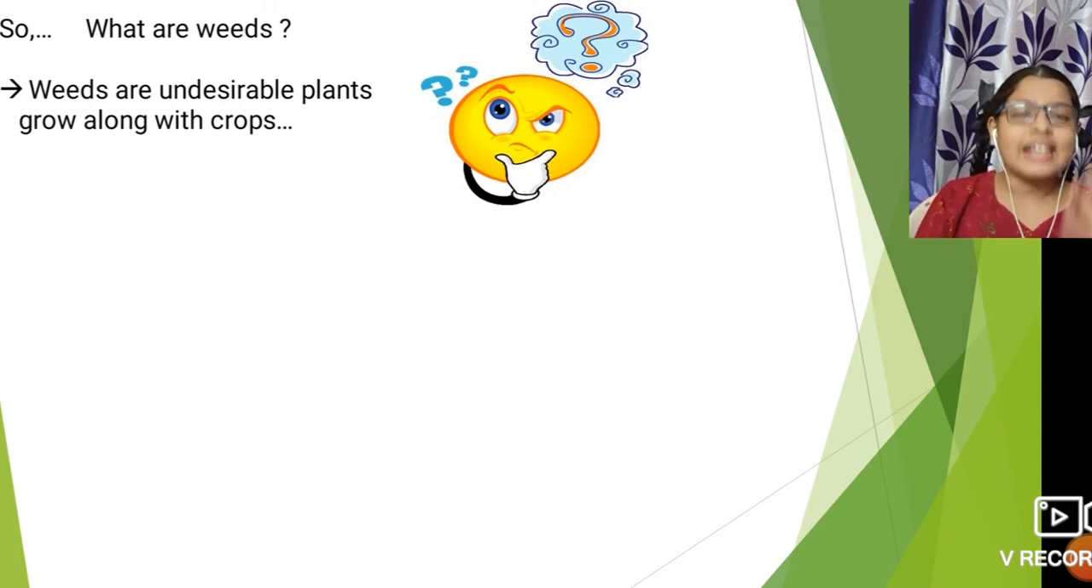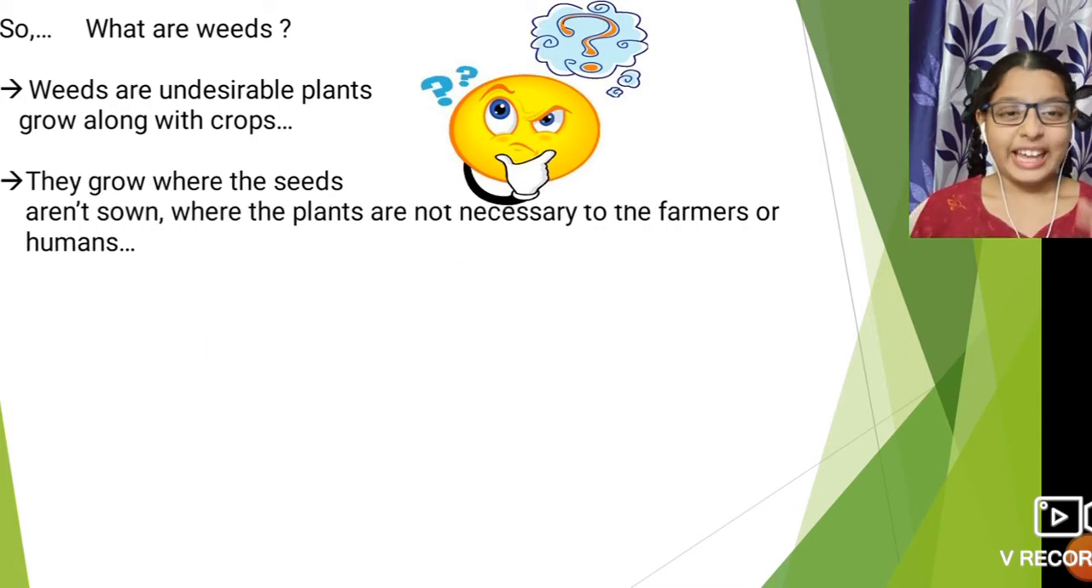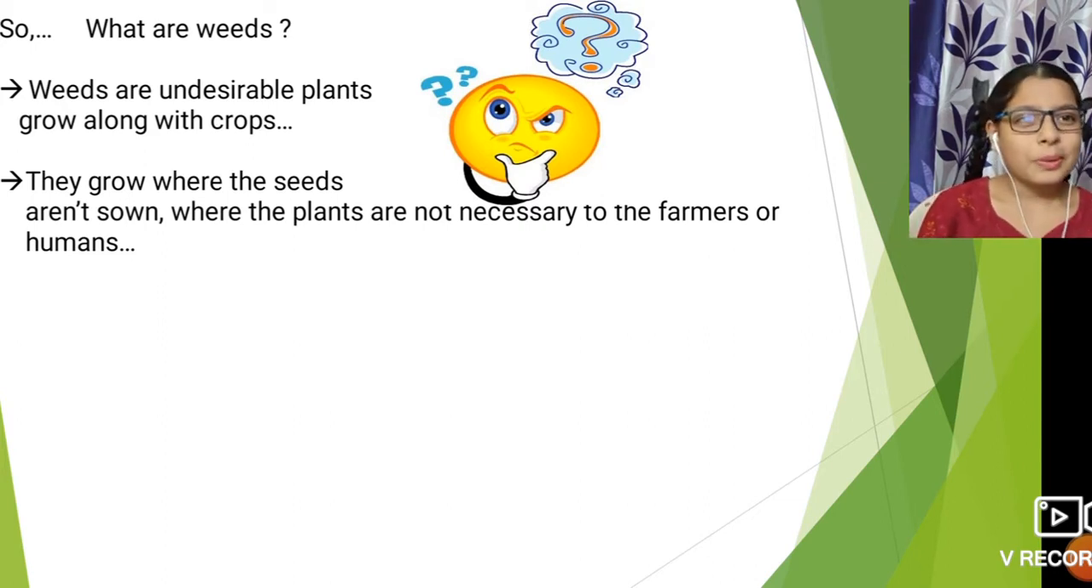Weeds are known as unwanted plants, and these plants grow among the crops planted by the farmers. They grow where the seeds aren't sown, where the plants are not necessary to the farmers or humans. If they need to grow wheat or rice crops, they'll grow them in an agricultural land, but they don't sow the wheat seeds there.